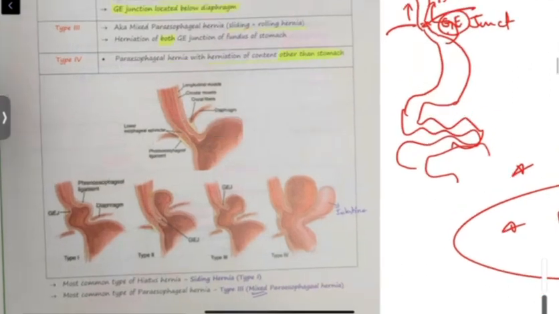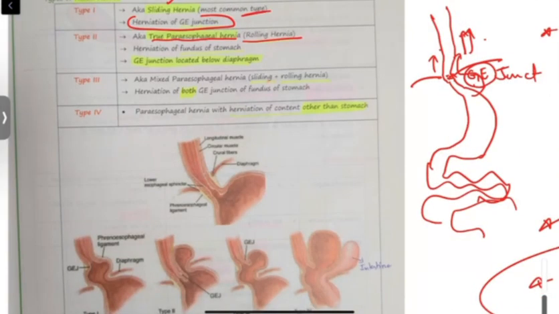ಓಕೆನಾ? ಸೊ ನೆಕ್ಸ್ಟ್ ಟೈಪ್ 3. ಇದರಲ್ಲಿ ಏನಾಗುತ್ತೆ, gastroesophageal junction is located below the diaphragm, whereas fundus of stomach has herniated and it is seen above the diaphragm. Okay, so type 3 is mixed paraesophageal.